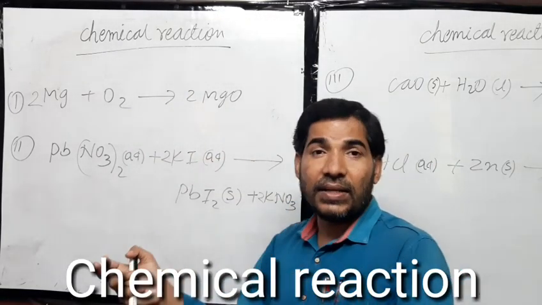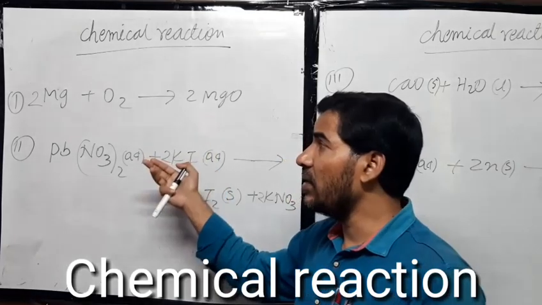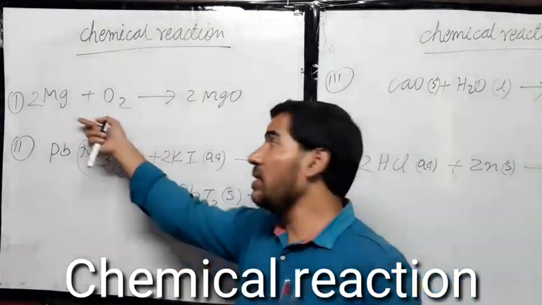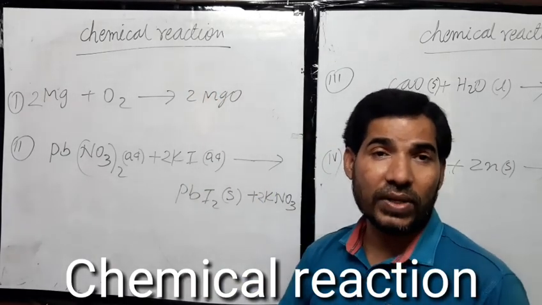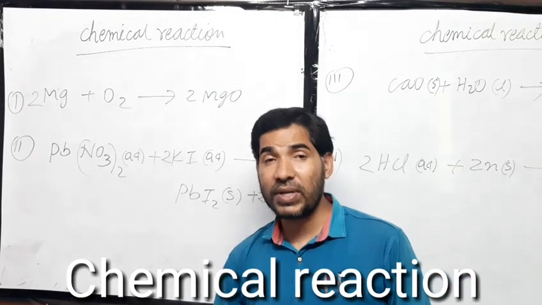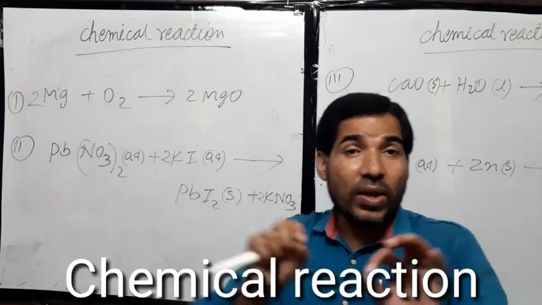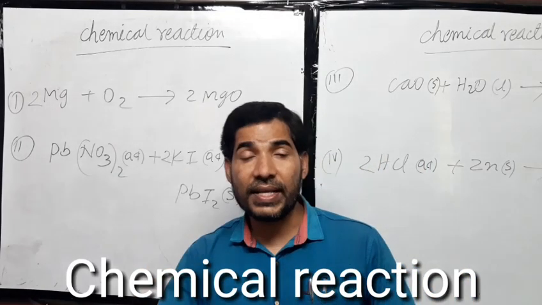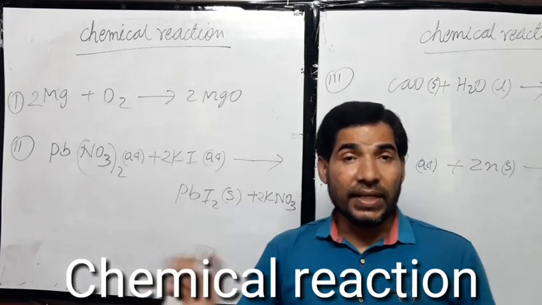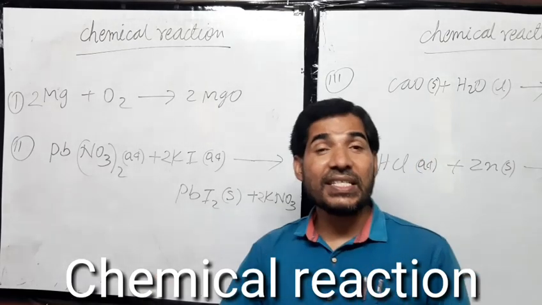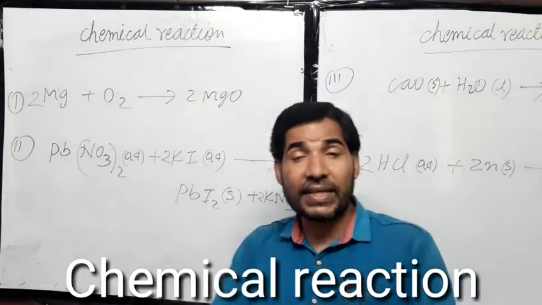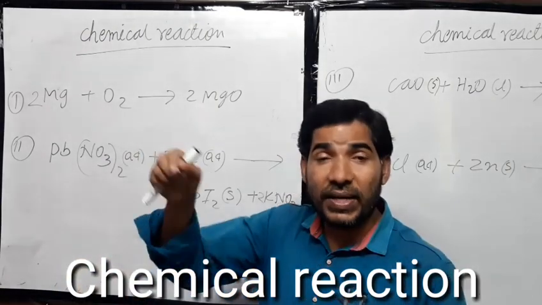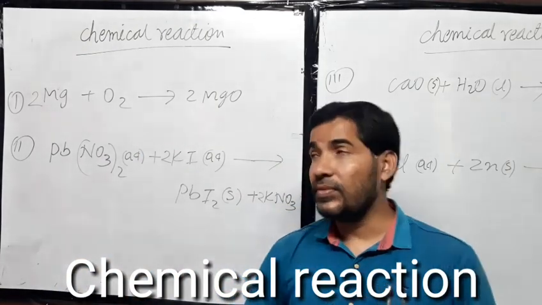So this reaction has been written here on the board in symbolic form. So it is an example of a chemical equation. Once again, I am going to explain what a chemical equation is: a symbolic representation of a chemical reaction, written by the use of symbols and formulae of the reactants and products which participate in that reaction.